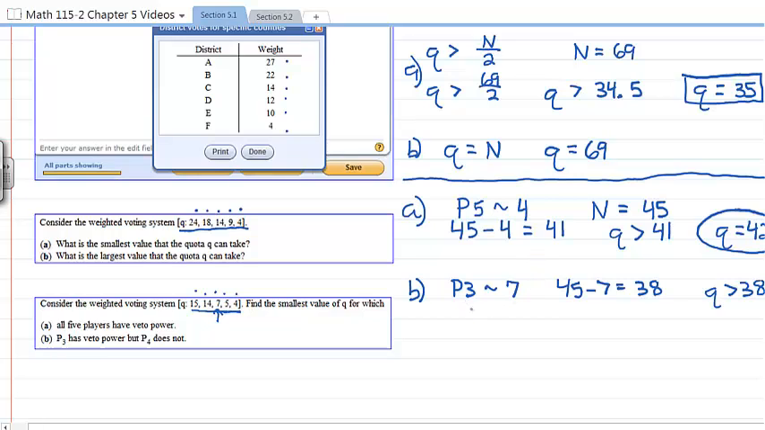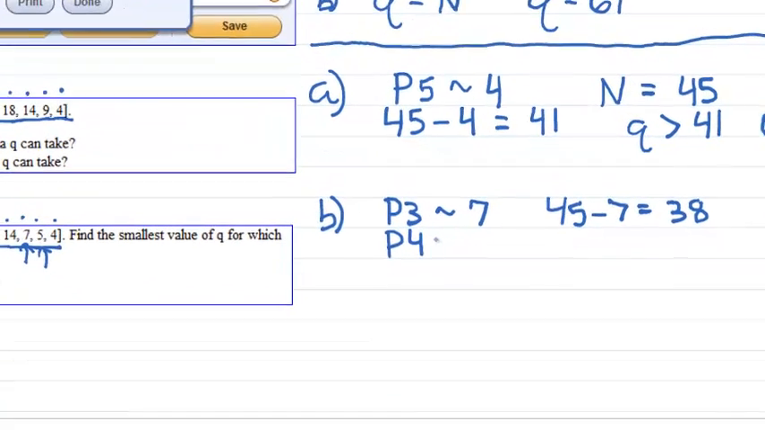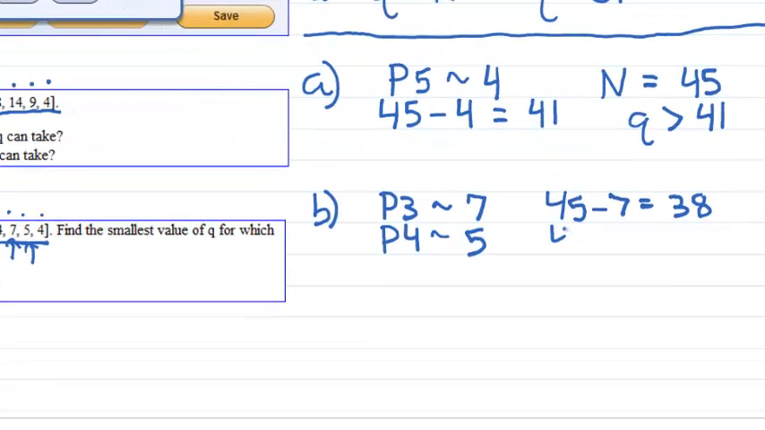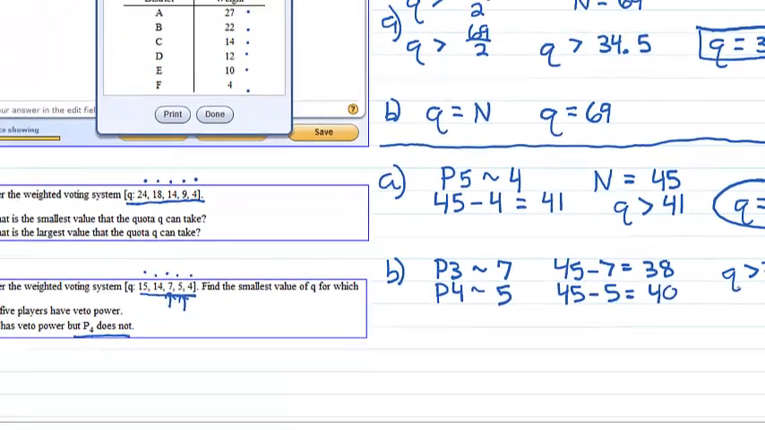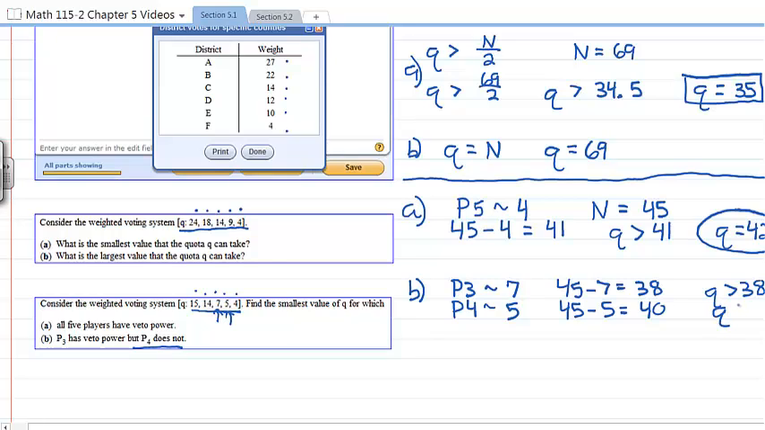The next thing is we want P4 to not have veto power. P4 has 5 votes. So 45 minus 5 is 40. Now remember, that's the biggest number at which P4 does not have veto power. And we want P4 to not have veto power. So 40 there tells us the quota has to be less than or equal to 40. So these are 2 criteria.